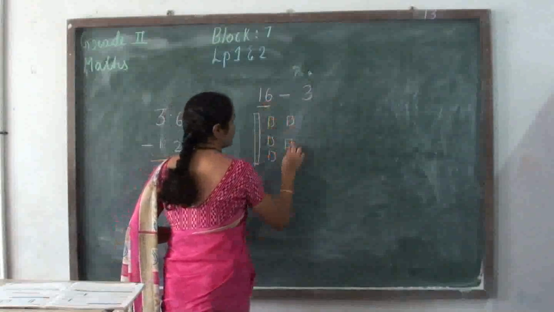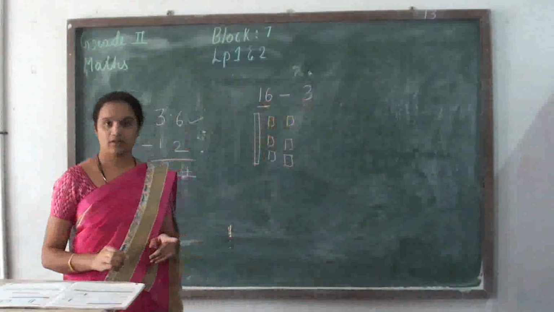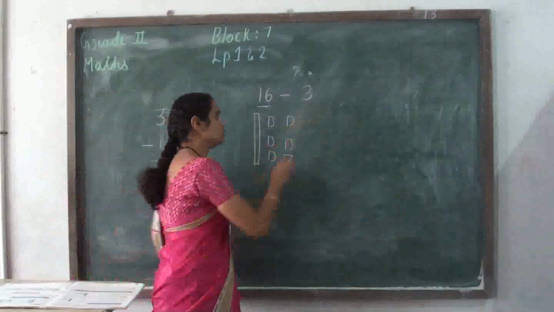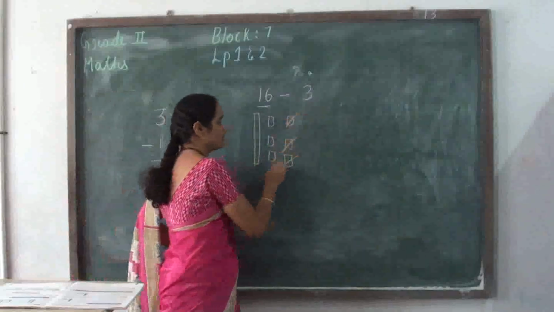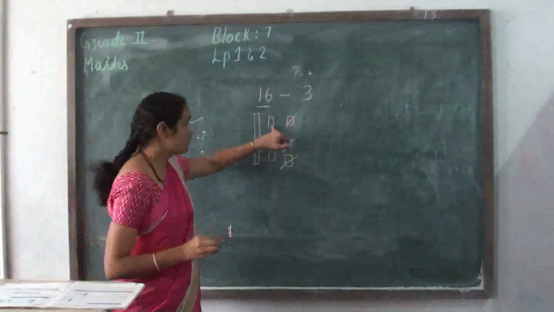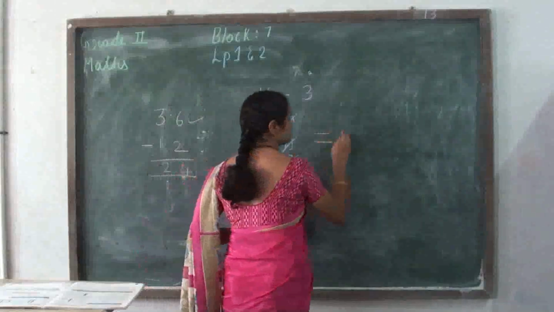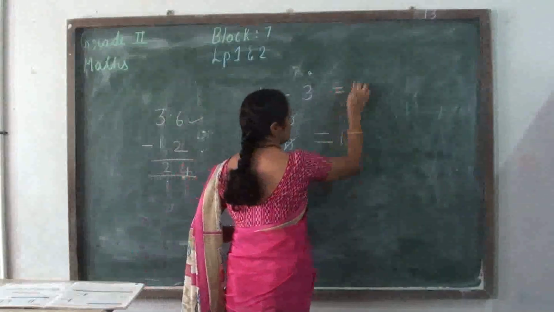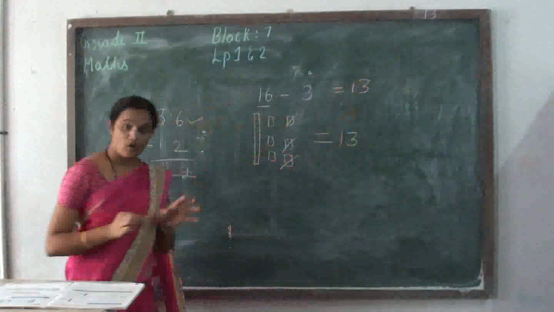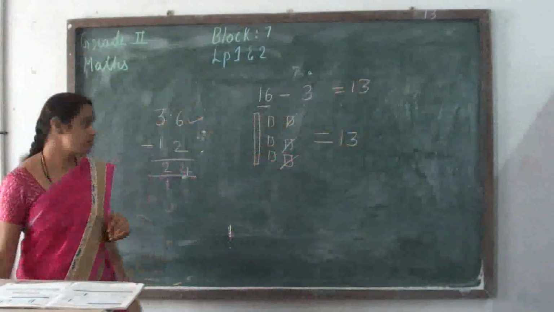So in this you have to strike out the 3. Okay, you have to strike out 3. Now what is the remaining with you now? 10 is there, 11, 12, 13. So the answer is 13, isn't it? With the help of the blocks also you can do. Let's do more sums.